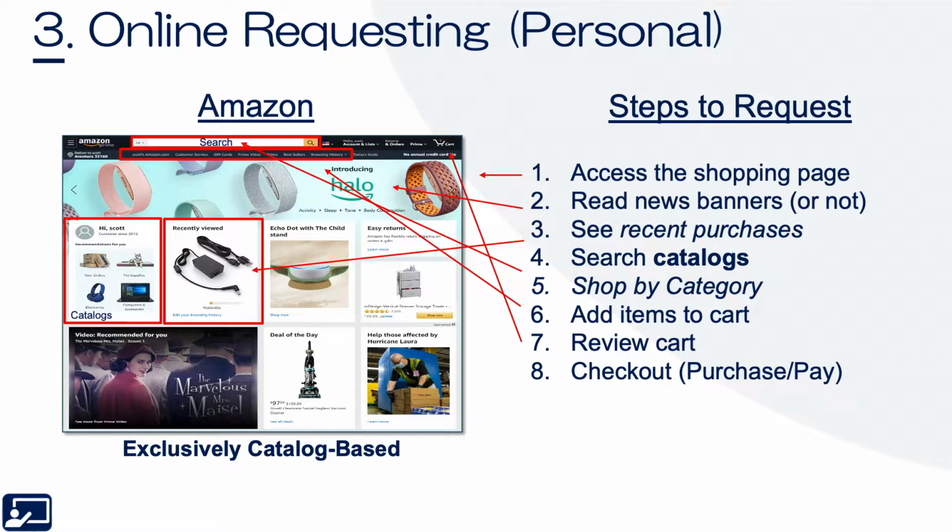Next up, online requesting. So again, this is your personal, but not offline. This is online. But notice how it's similar. So you access the shopping page. You read the news banners or not. You see your recent purchases. You may search, in this case, not necessarily sections and aisles, but you search catalogs. You shop by category. You can add items to your cart, review your cart, and check out, which is where you purchase and pay. One thing worth noting is that when you're in online requesting, it's exclusively catalog-based, meaning that you can only search things that exist.